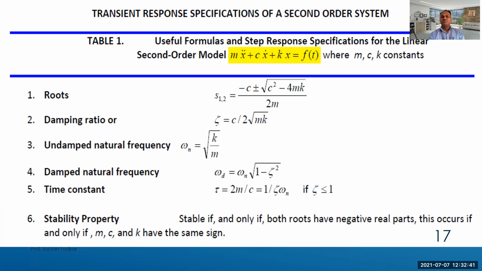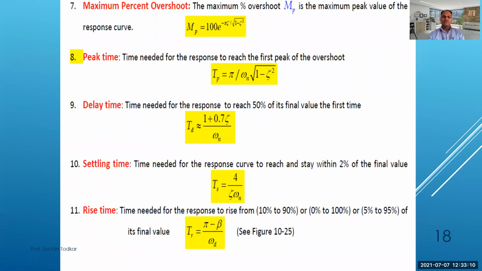These are some useful formulas for step response specification of a second order model. How are you going to define the second order model's stability with the help of transient response specification? So these are the roots and how you can calculate them. Here is how you can calculate the damping ratio, the undamped natural frequency, and the damped natural frequency. These things are important in your syllabus. These are some additional formulas here.